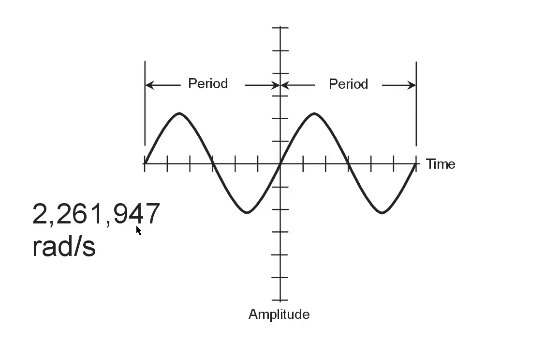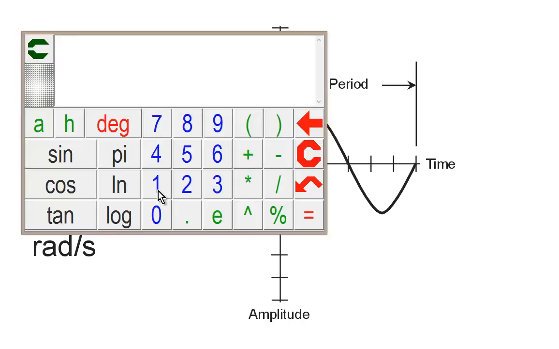So let's go ahead and do that. We'll input 2, 2, 6, 1, 9, 4, 7. Let's divide that by pi. Now we're given pi here in the question as 3.14159265 approximated. This calculator goes further than that, so we're going to get an even better answer than that.